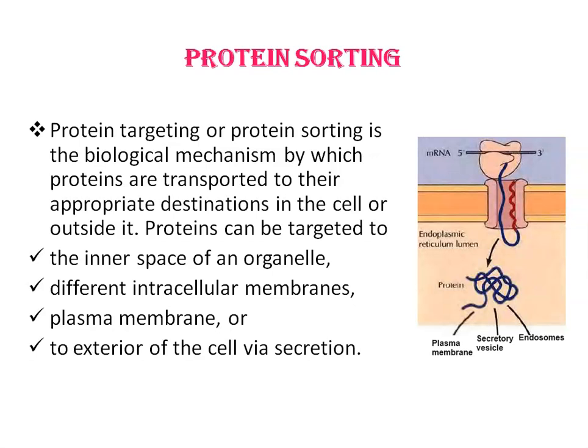Before starting with the protein sorting to mitochondria, I will tell you about protein sorting in general. Protein sorting or protein targeting is the biological mechanism by which proteins are transported to their appropriate destinations in the cell or outside the cell. Proteins can be targeted to the inner space of an organelle, different intracellular membranes, plasma membrane, or to the exterior of the cell via secretion.